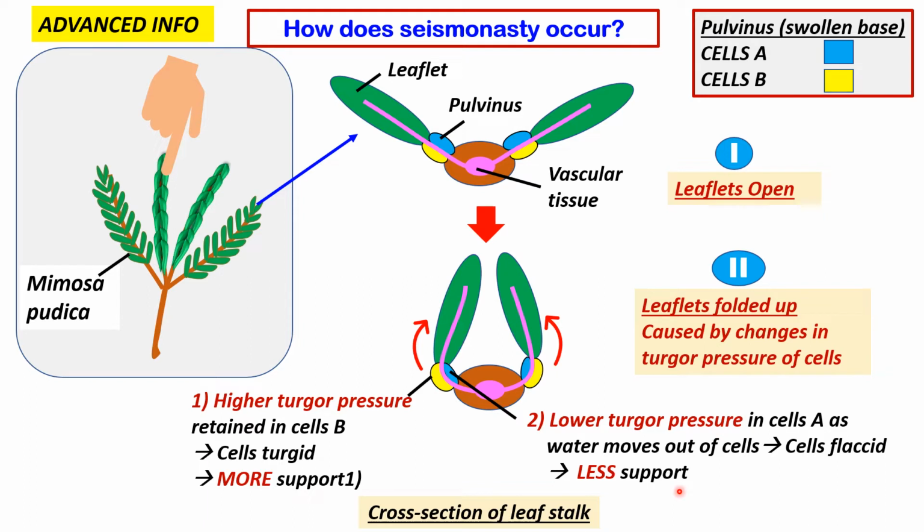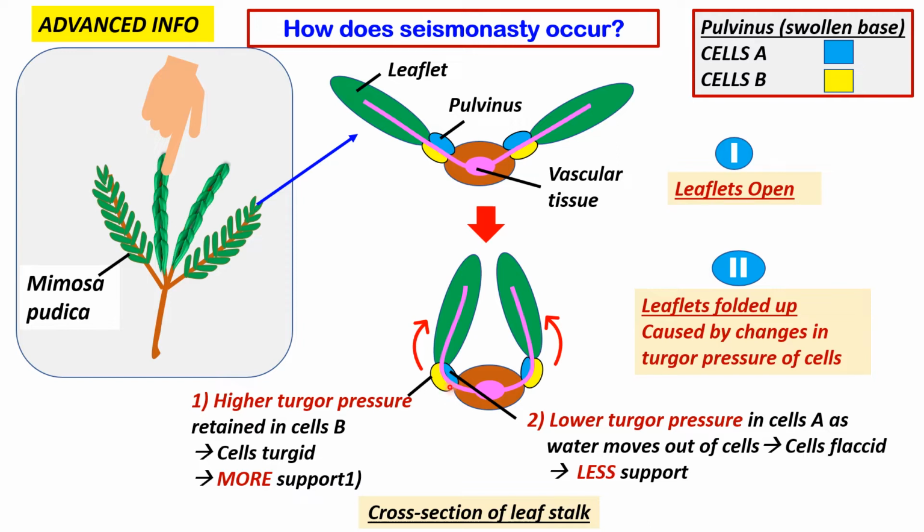And this gives less support to the plant compared to the cells below here. All right, cells B, they have higher turgor pressure because the water does not move out from these cells. So the high turgor pressure is retained in cells B. So the cells are more turgid, and this provides more support to the plant.